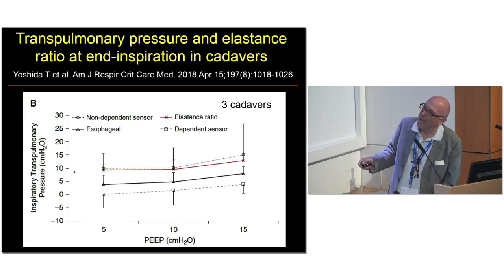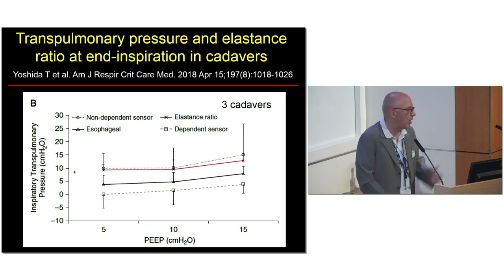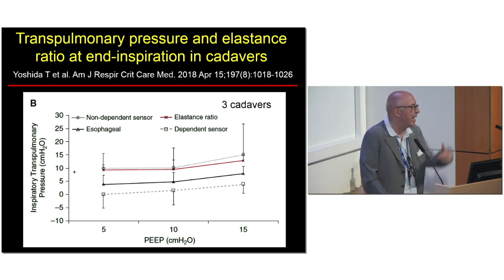When they looked at the inspiratory transpulmonary pressure, it was exactly the same. You see here the non-dependent sensor, much higher transpulmonary pressure as compared to the dependent sensor. So it means that, again, in inspiration, there is no correlation between the esophageal pressure and the real regional pressure.